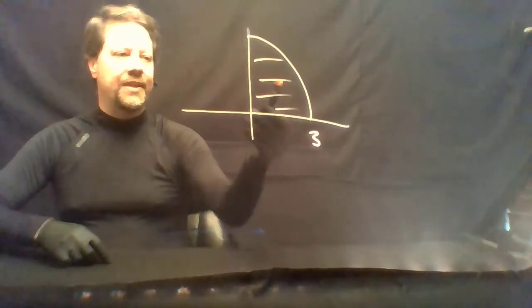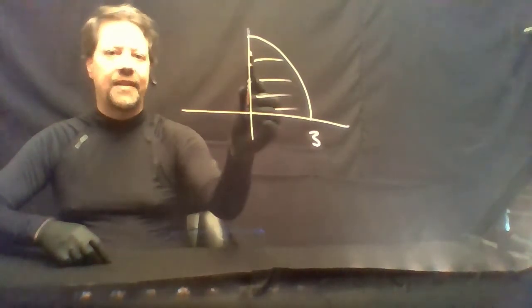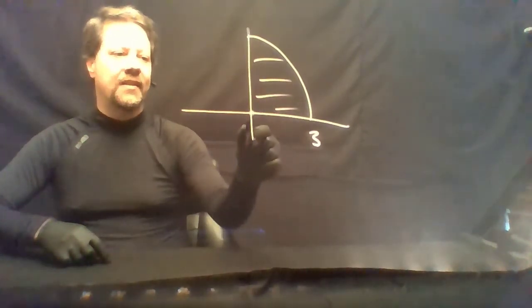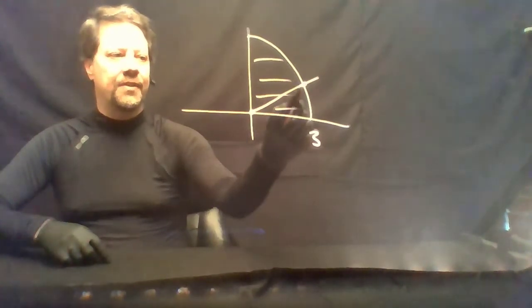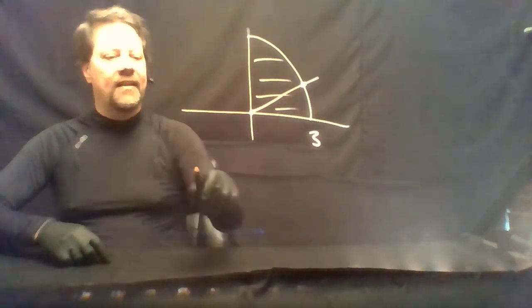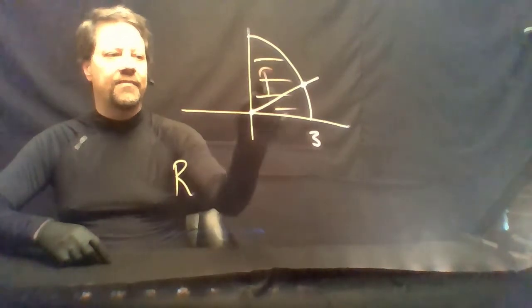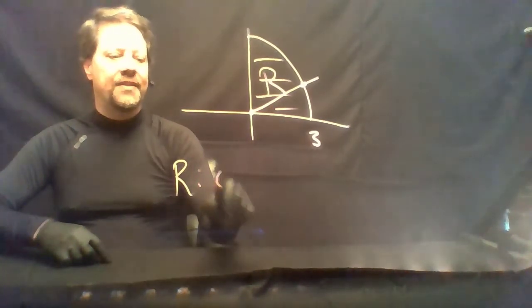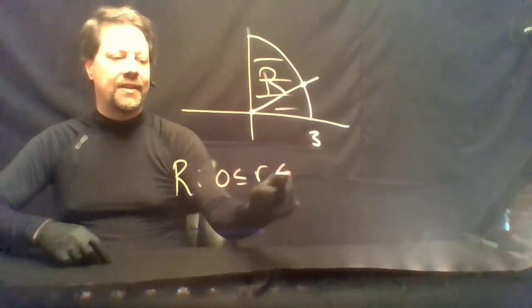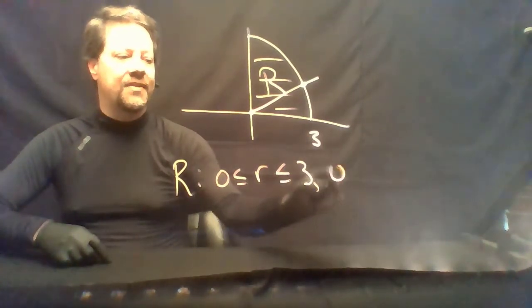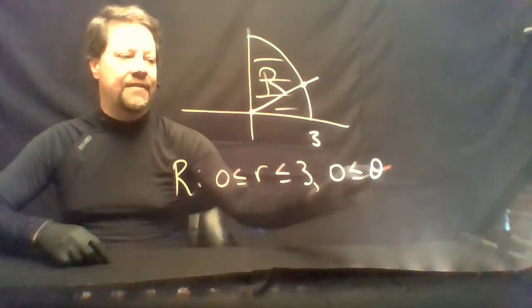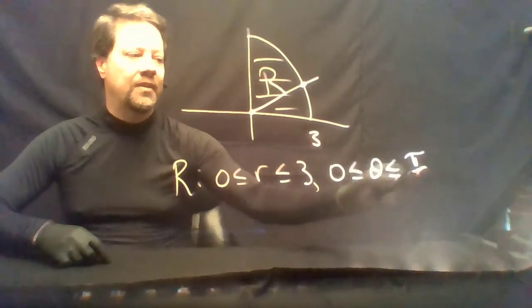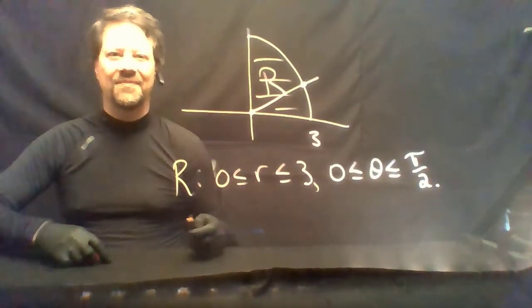Suppose I have this region from theta equals 0 to theta equals pi over 2, and the radius at each of those angles goes from 0 to 3. I can describe that region R by 0 is less than or equal to r is less than or equal to 3, and 0 is less than or equal to theta is less than or equal to pi over 2.